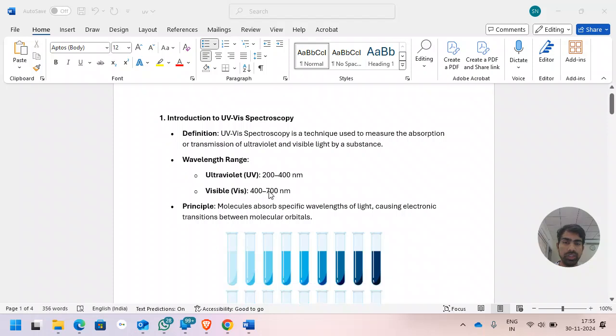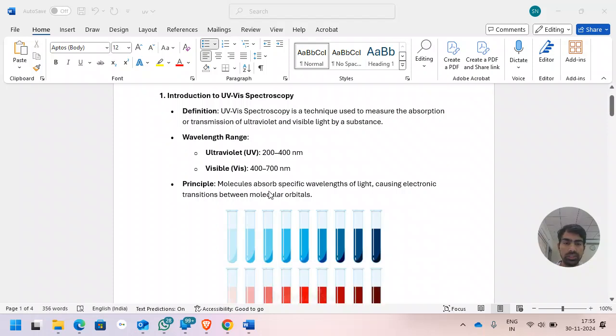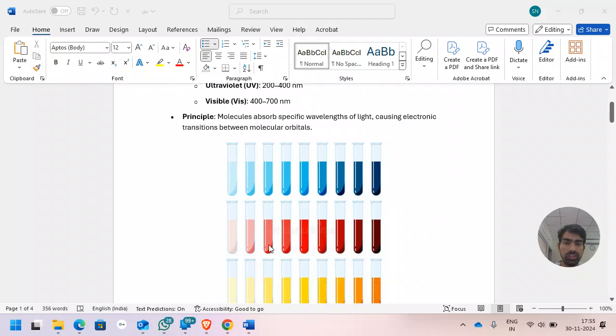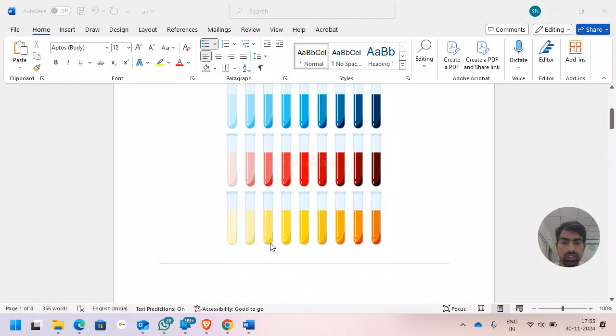Why is UV spectroscopy needed? There are so many techniques, so what is specific about UV? In olden days, people measured colored samples, like a yellow color. They prepared some standards, for example 1 ppm, 2 ppm, 3 ppm, 4 ppm, 5 ppm, 6 ppm, 7 ppm, 8 ppm, 9 ppm.